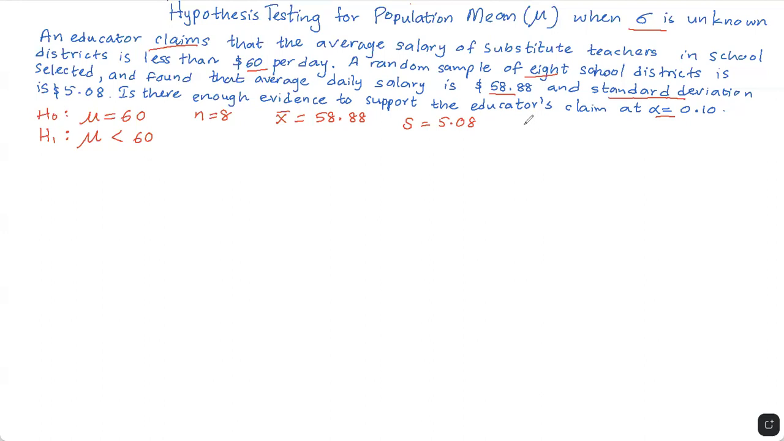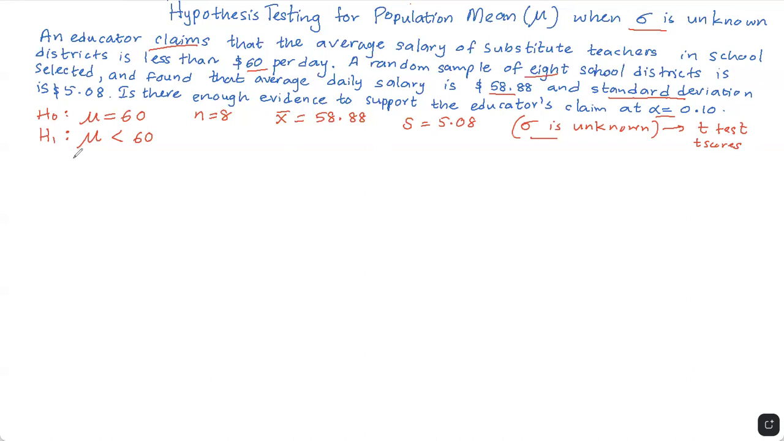As you can see, the population standard deviation sigma is unknown. So we have no information here about this number. So if you don't know this number, then we have to use t-test. So we are going to use t-scores.